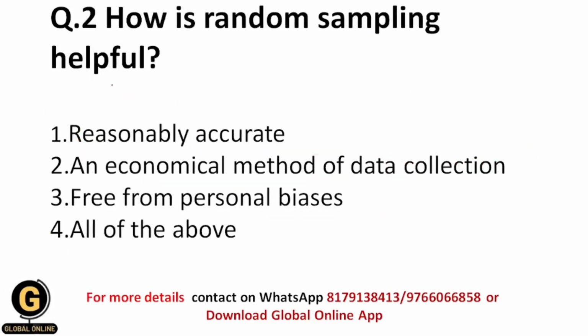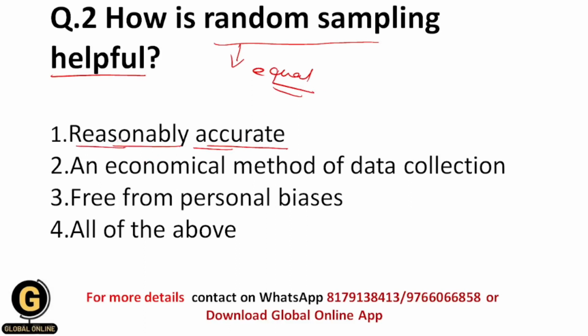Now in this question they have asked us how random sampling is helpful. As the name suggests, what does random sampling mean? We have the sample data, and from the sample data every element has an equal chance of getting selected. That we call random sampling. So why is random sampling helpful? Because it gives us accurate results. It is reasonably accurate because everyone is getting an equal chance to get selected, so every kind of data we will get.